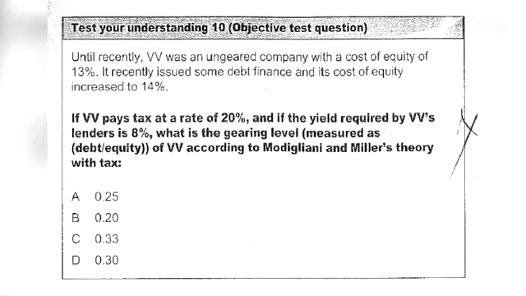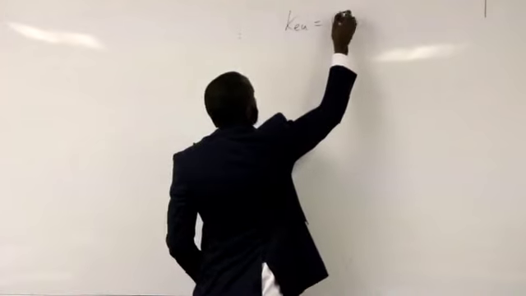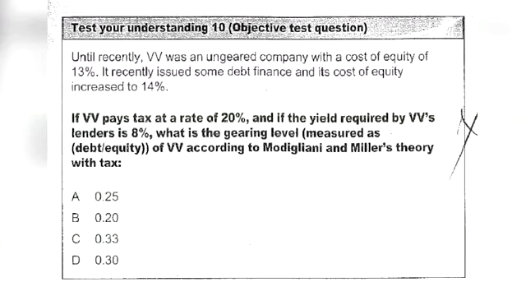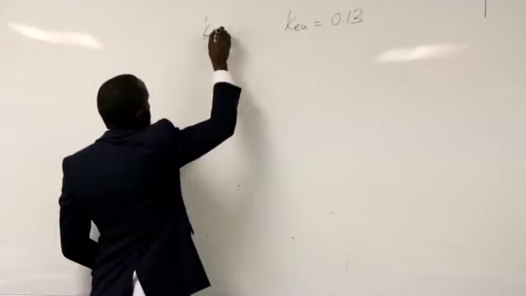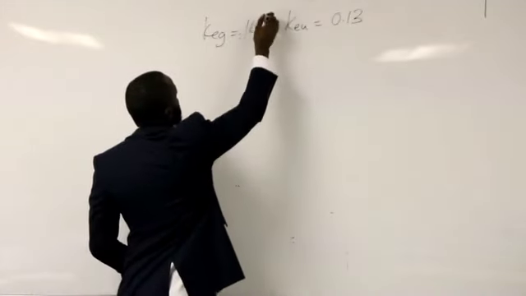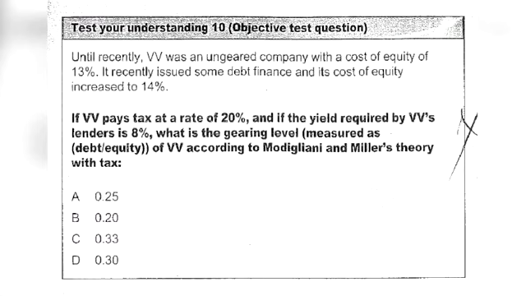Now looking at another question, test your understanding 10. It says, until recently, VV was an ungeared company with a cost of equity of 13%. Its cost of equity in ungeared companies is 13%. It recently issued some debt finance, and its cost of equity increased to 14%. I mean, the cost of equity in a geared company is now 14%. This company now has debt. VE pays a tax of 20%. Its yield required by lenders is 8%. What is the gearing level?